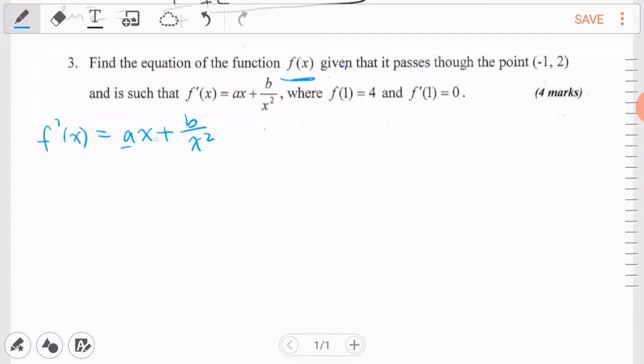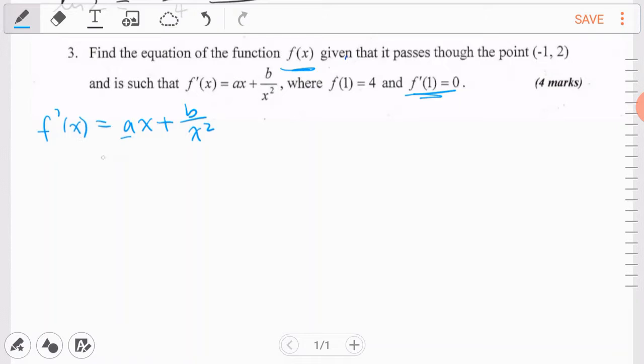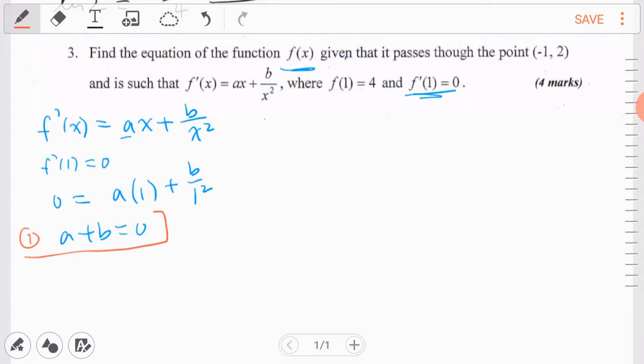So here we have two unknowns in this equation, but we can get our two equations to solve for these two unknowns. So first let's start off with f prime of 1 is equal to 0, since we already have f prime here. So if f prime of 1 is equal to 0, then 0 is equal to a times 1 plus b over 1 squared. And we get a plus b equals 0. So that is our first equation, equation 1 right there.